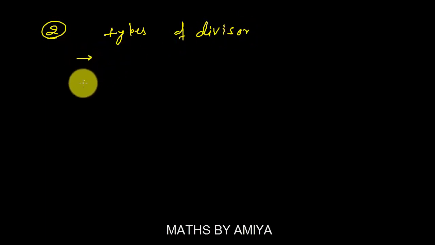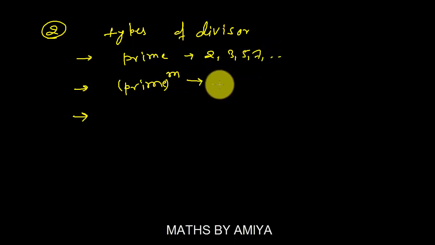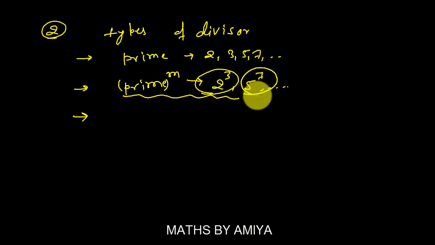Second thing we should know is the types of divisor. There are mainly three types of divisor. One is prime, which we know. Second one is a composite number, but prime raised to some power. For example, primes are 2, 3, 5, 7 and so on. The prime raised to some power is 2 raised to power 3, or 5 raised to some power. These are composite numbers, but in the prime factorization we have only one prime in their base.